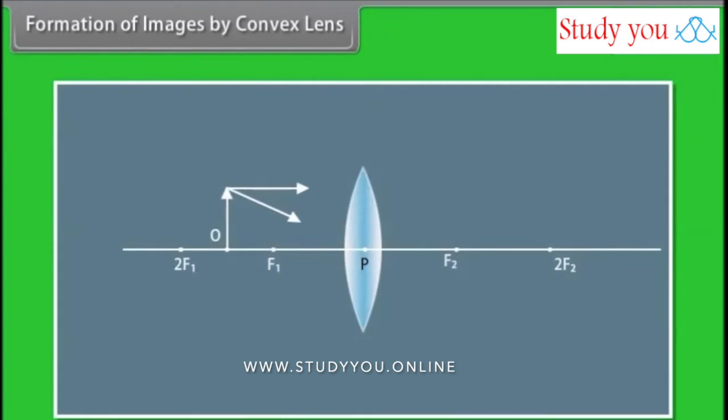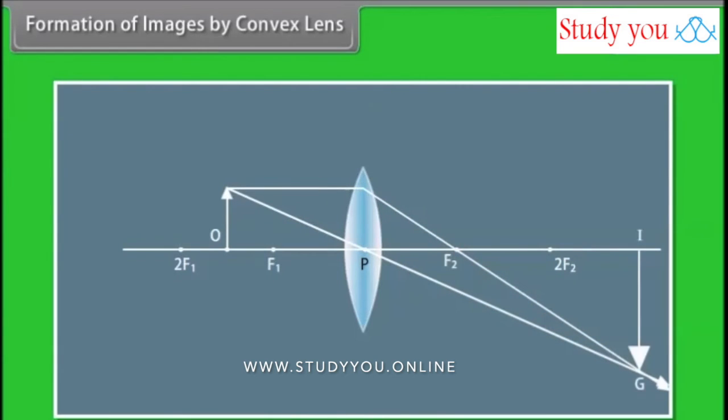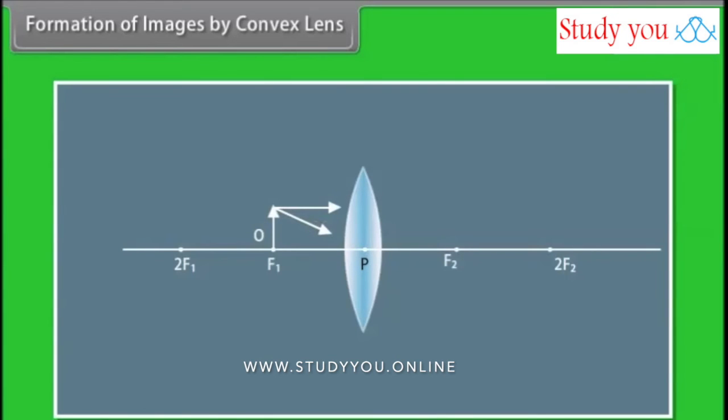When the object is placed between 2F and F, then the image is formed beyond 2F on the opposite side. The nature of the image is real, inverted and enlarged. When the object is placed at F, then the image is formed at infinity. The nature of the image is real, inverted and enlarged.